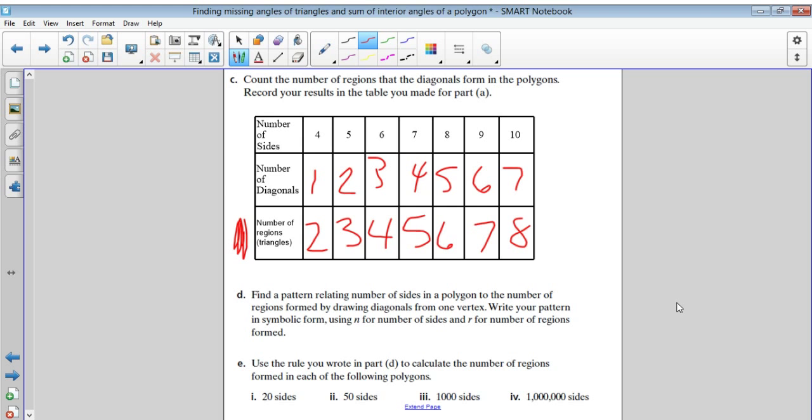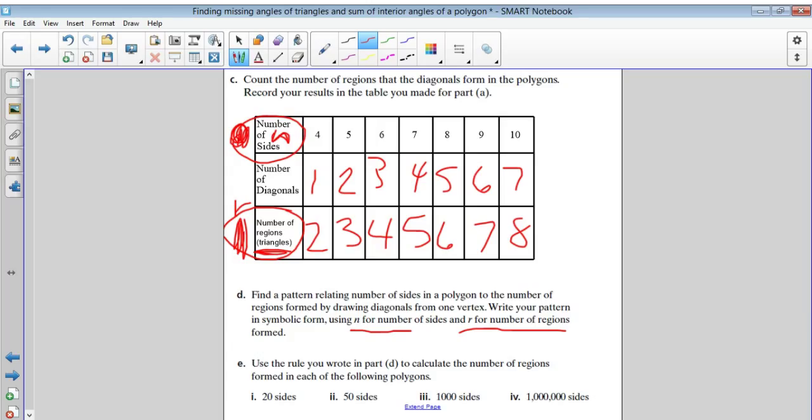Now what we want to do, looking at this, is find a pattern relating the number of sides in a polygon to the number of regions formed by drawing the diagonals. This time we have n for the number of sides, and we have r for the number of regions, or we're really thinking about it as the number of triangles formed. Go ahead and pause and see if you can come up with that pattern on your own.